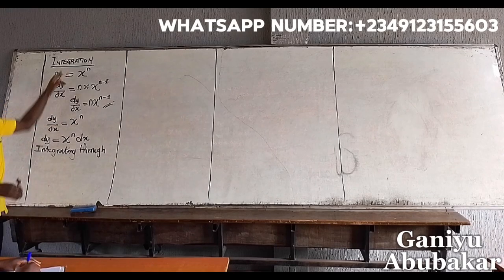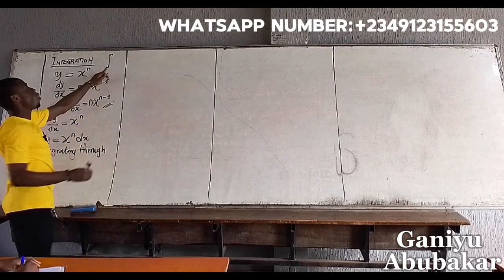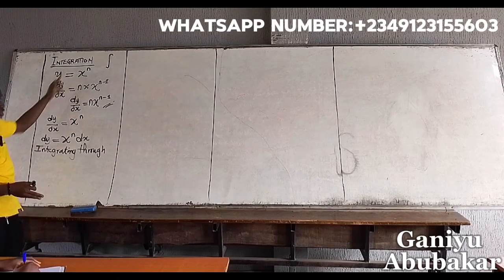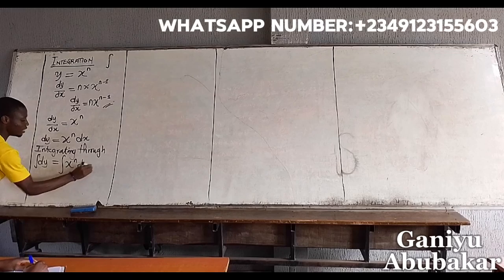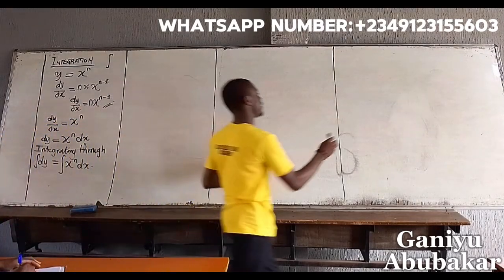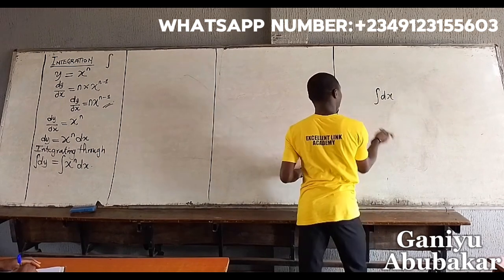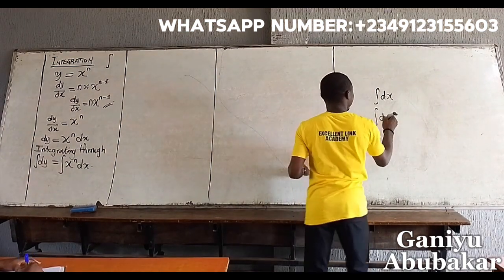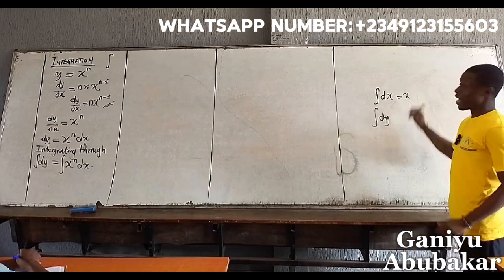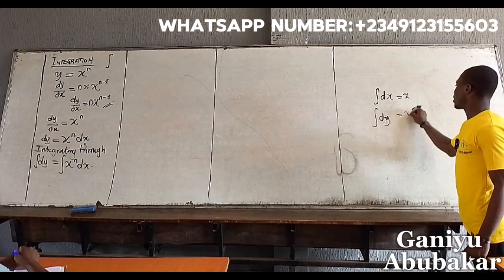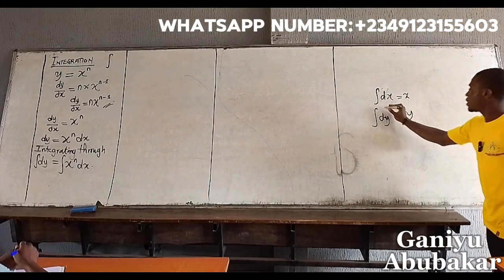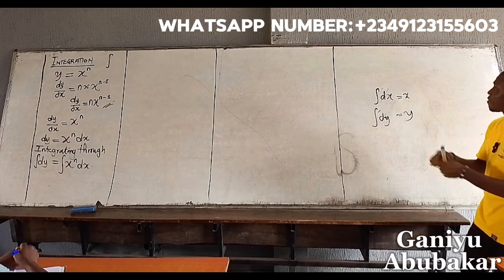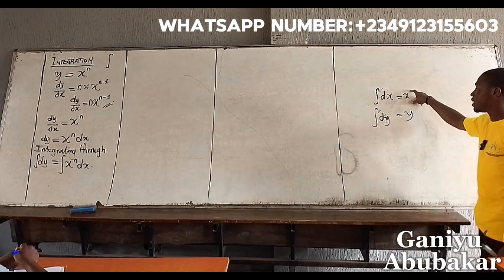By the way, integration is abbreviated using the symbol integral, a symbol for representing integration. So we say integrate through, I'll have that the integral of dy is equal to the integral of x to the power n dx. Note something at this point. If I have the integral of dx or the integral of dy, like that, if I integrate dx, I'll have x. Similarly, if I integrate dy, I'll have y. What's the concept? Integral and d cancel out, leaving x. Integral and d, left with y.